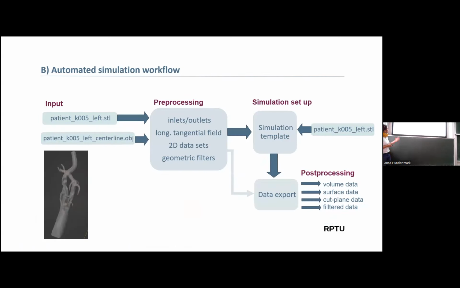Here, our automated simulation workflow was split into 3 phases. We have some input. In the input, we need the patient geometry and the center line. Then we do some preprocessing steps: inlets and outlets, cropping, computation of the tangential field, where the longitudinal tangential field is properly aligned, then the definition of the 2-dimensional data set and geometric filters, then putting into the simulation template.